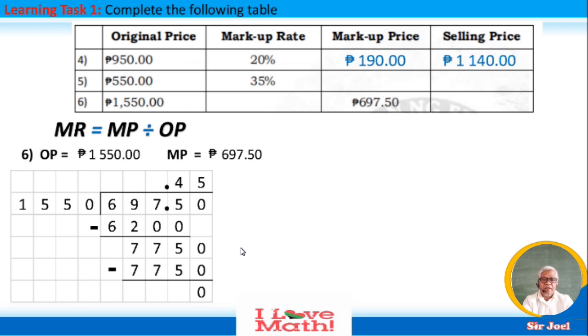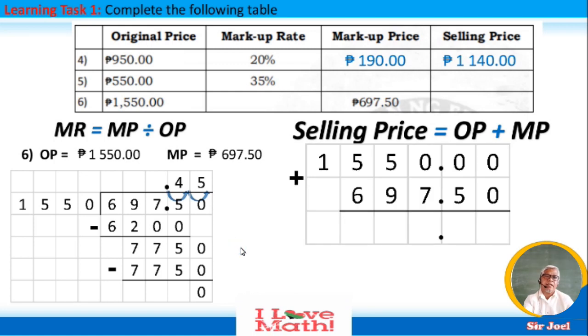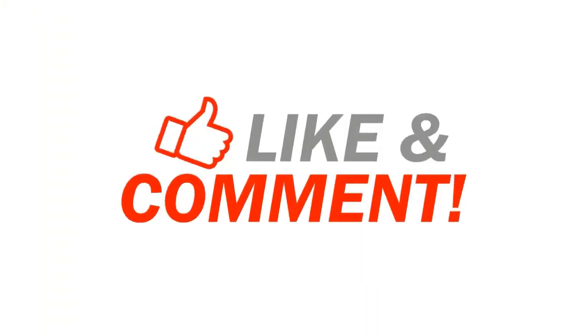Ibig sabihin, anong gagawin natin? I-move ang 2 places to the right. Ang sagot ay 45%. Tama? So, yun ang ilalagay ninyo sa markup rate. And to compute for the selling price, OP plus MP, ano ngayon ang mangyayari? It's 1,550 pesos plus 697 pesos and 50 centavos. Kayang-kaya ninyo itong i-add. So, that is our problem number 6.